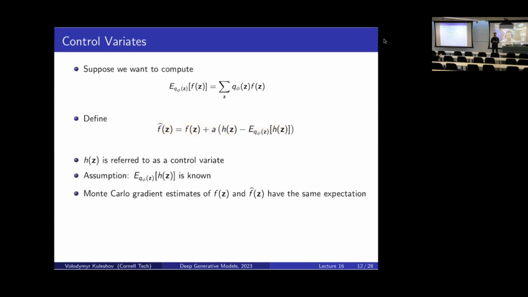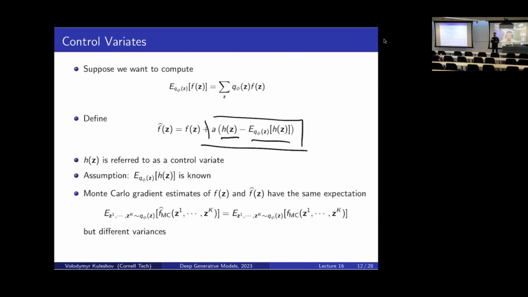The assumption is that we can compute the expected value, and you can easily show that the expected value of the gradient estimator of f and f hat is the same. It's clearly the same because I'm adding h of z, and then I'm subtracting the expected value of h of z. So if I were to take the expected value of this term, it will give me 0, because when summed over all the possible q's, this would cancel out with the expectation. So the value of f hat and the value of f is the same, but the variance of the Monte Carlo estimates will be different.